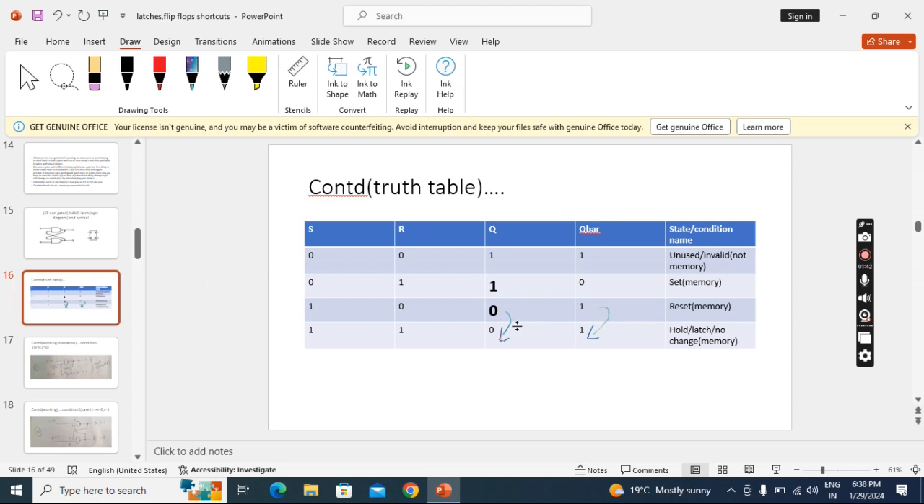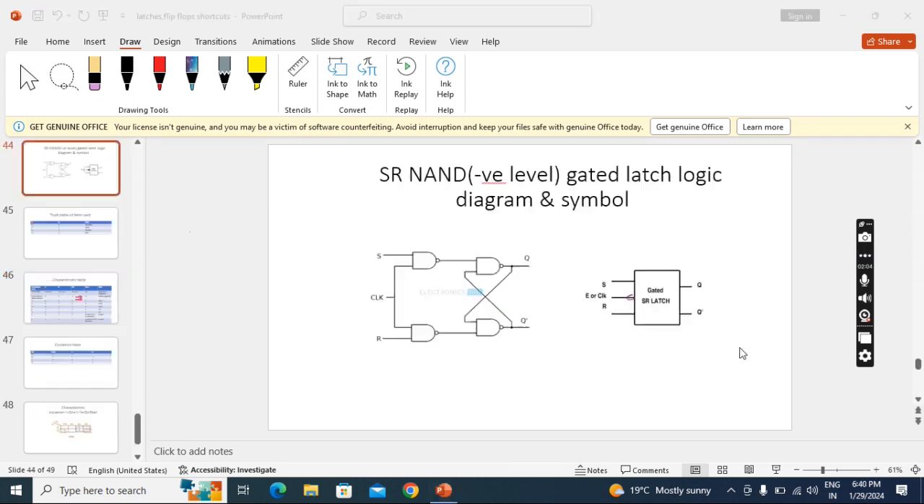See here, hold is happening from top to bottom like this. But we no need to remember right to left or top to bottom like that. I am just showing, observe the difference.